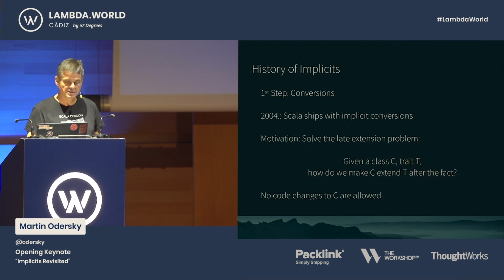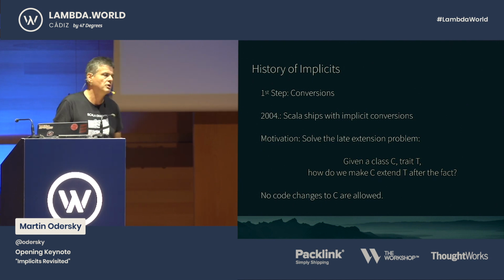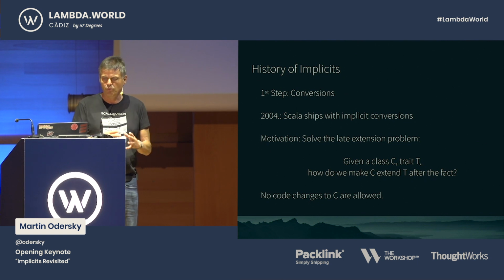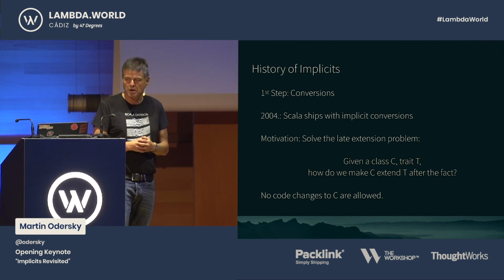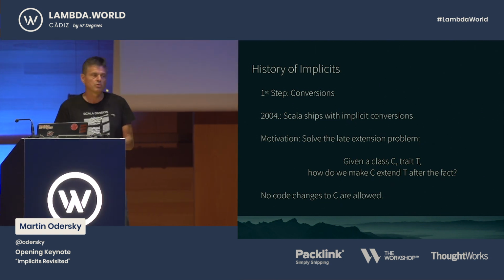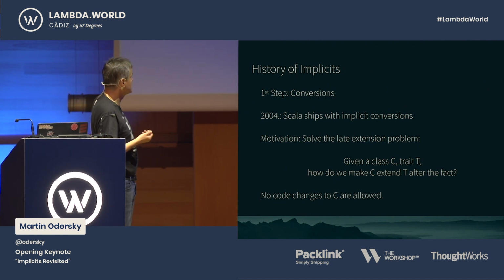If you look at the history of implicits, they actually had a fairly strange way of coming about, because the first thing that happened was implicit conversions, which turn out by now, in retrospect, to be also the most problematic thing. So in 2004, we had the first version of Scala with maybe 10 users worldwide, and it already shipped with implicit conversions.